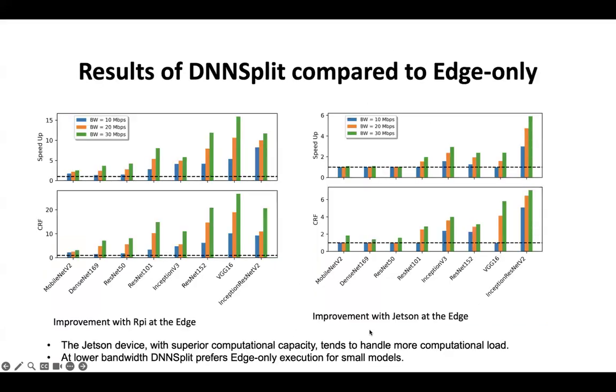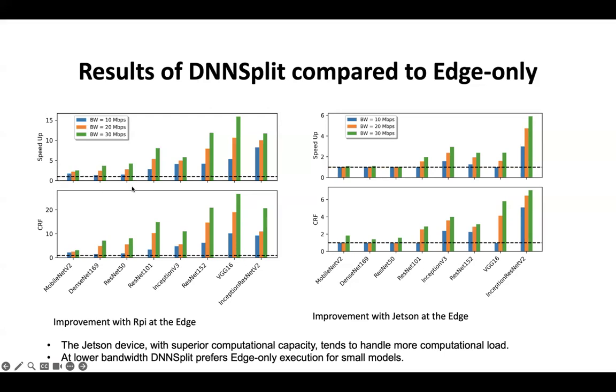So now I'll show the improvements that we can get by DNN-split algorithms. On the left hand side in this plot, I compare with two different edge devices how much improvement we can get compared to edge only execution of the DNN models. I specifically choose lower bandwidth because in lower bandwidth scenario, the edge only solution is preferred.